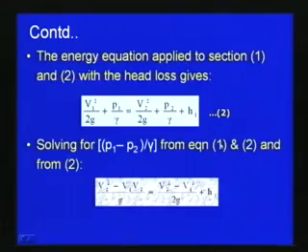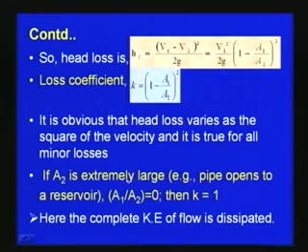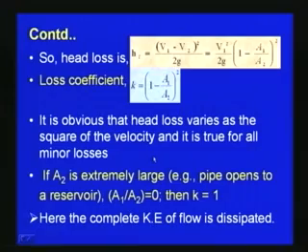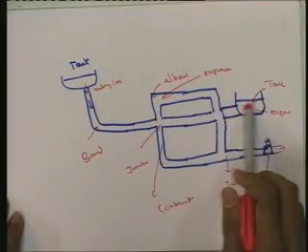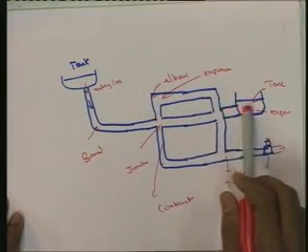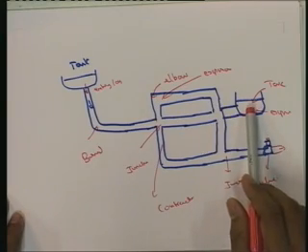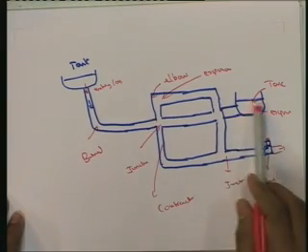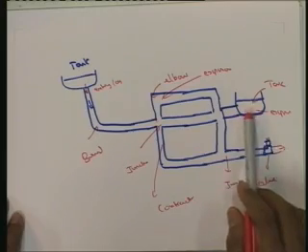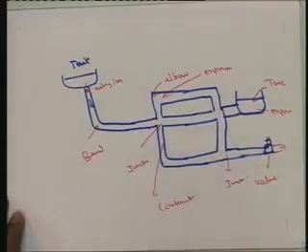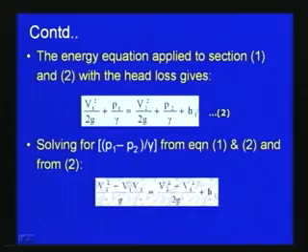cross section is A2. If A2 is extremely large, as we have seen, the complete kinetic energy of flow is dissipated, as when the pipe flow is released to a tank or a reservoir. So, you can see that it is a complete expansion. The total kinetic energy of the flow is dissipated here. So, this is the expression for the expansion.